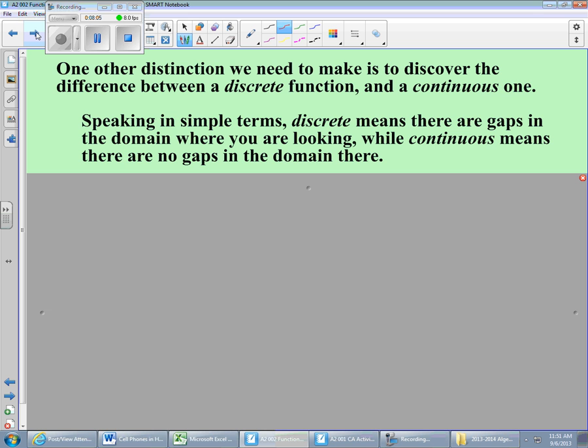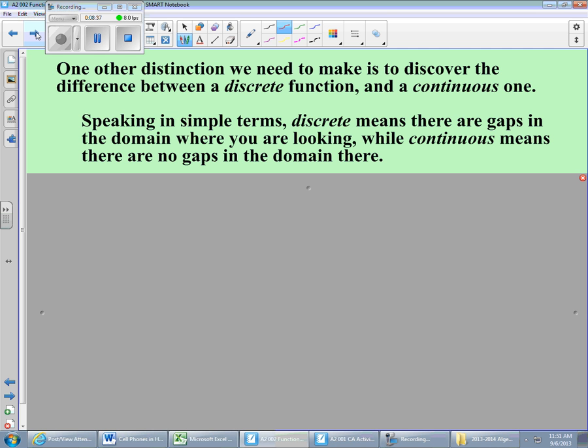The other distinction that we're going to make today is to discover the difference between the idea of discrete and continuous. We've touched on this a little bit. If you took notes on your review, you should already have these notes, but we're reopening the discussion. In simple terms, discrete means that there are gaps in the domain wherever you are looking. And continuous means there are no gaps in the domain where you are looking.